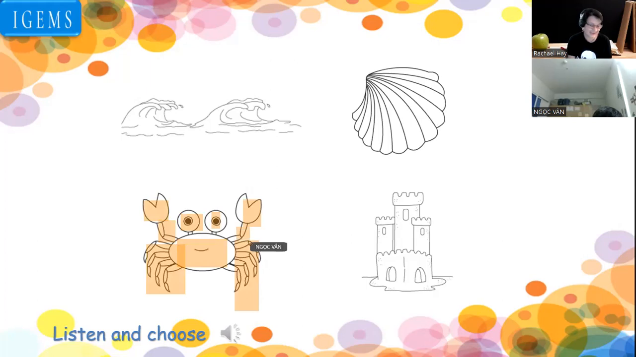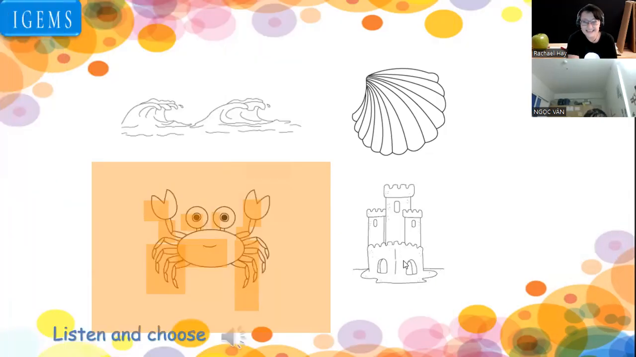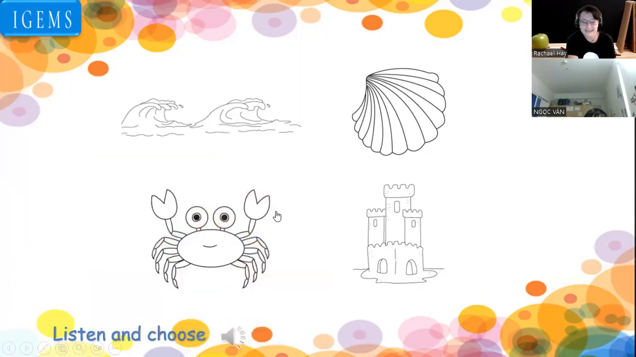Good, well done. Easy. Okay, let's see what the castle is. Look at the sand castle. It's yellow. There. Good, well done.